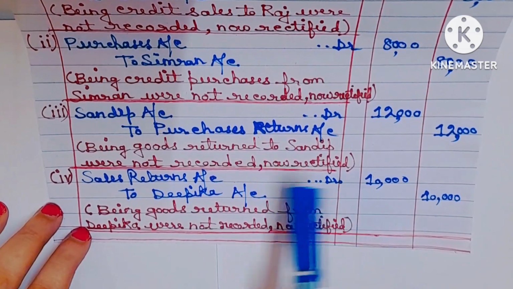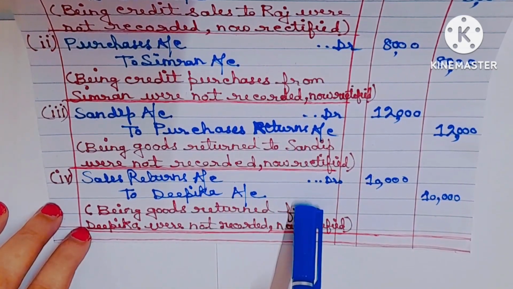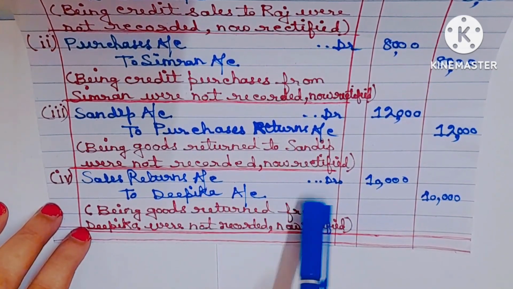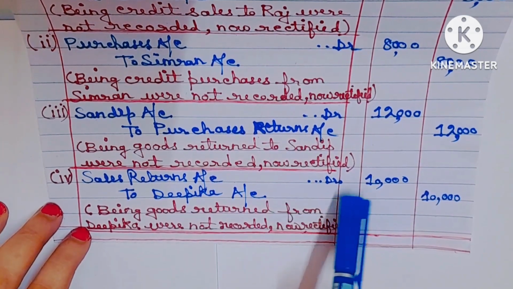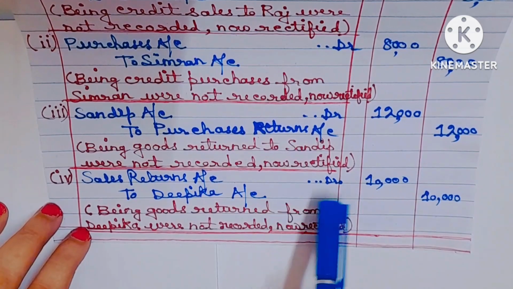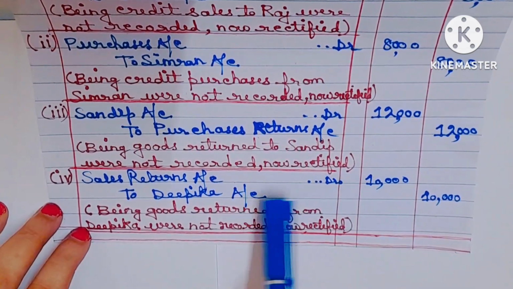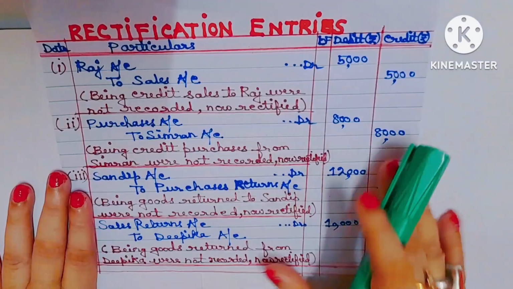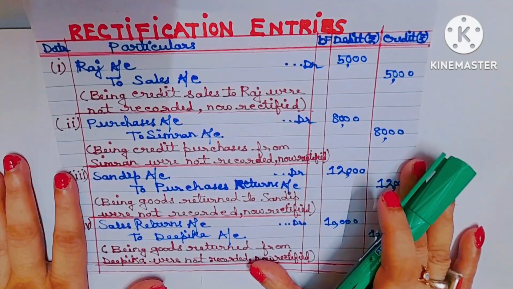Now, why Deepika account is credit? Deepika account comes under personal account. According to personal account, the giver of the benefit is credit. Here, Deepika is the giver of the goods. So, Deepika account will be credited. Understood? I hope you understood.